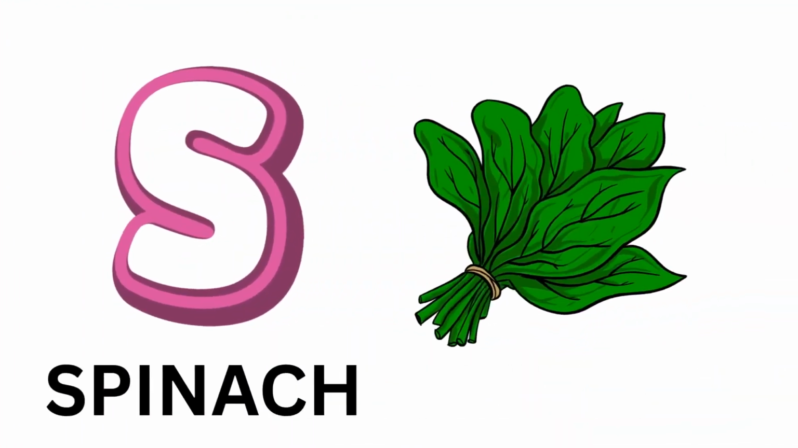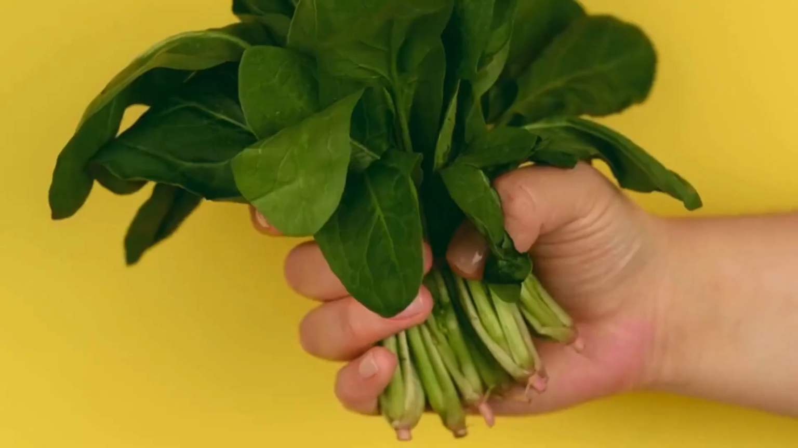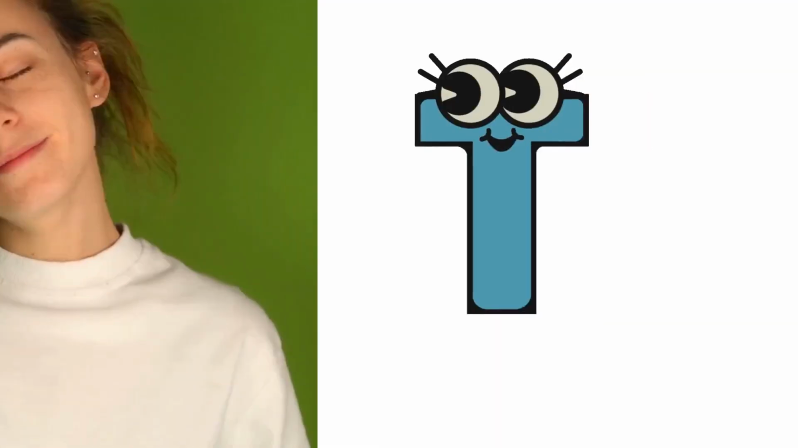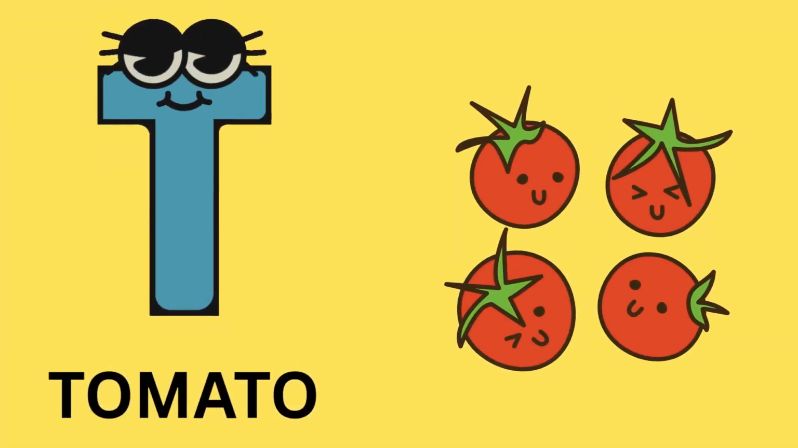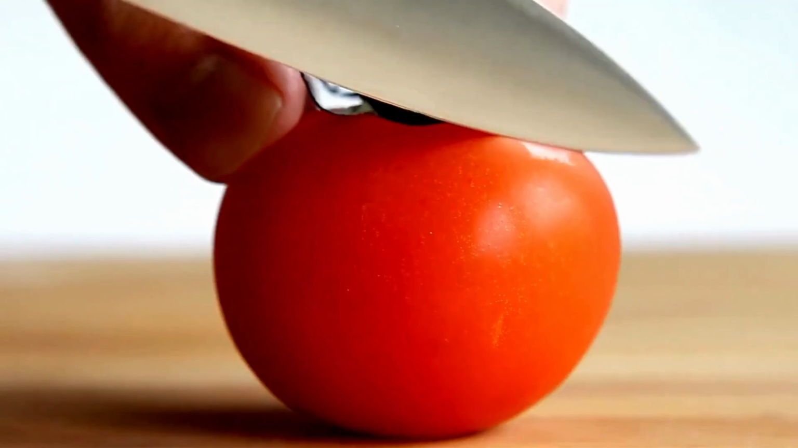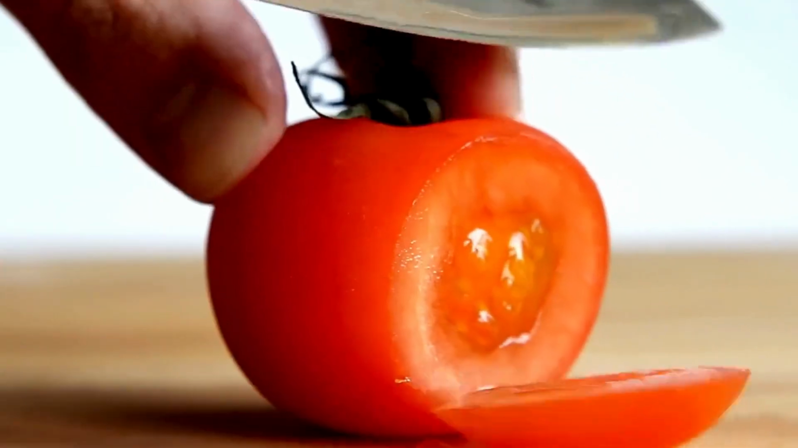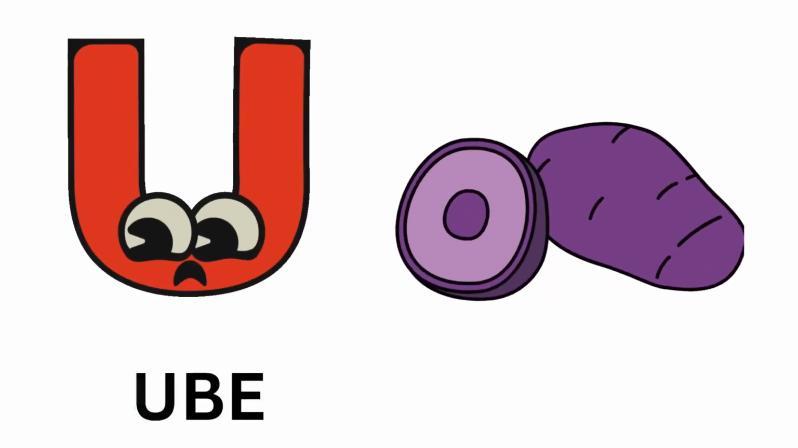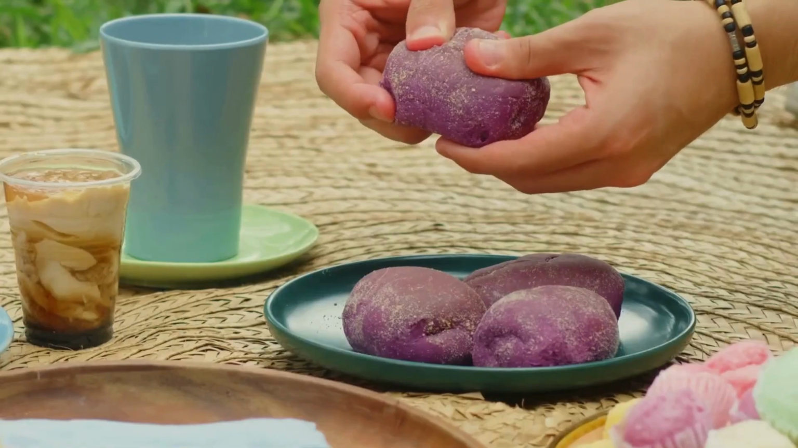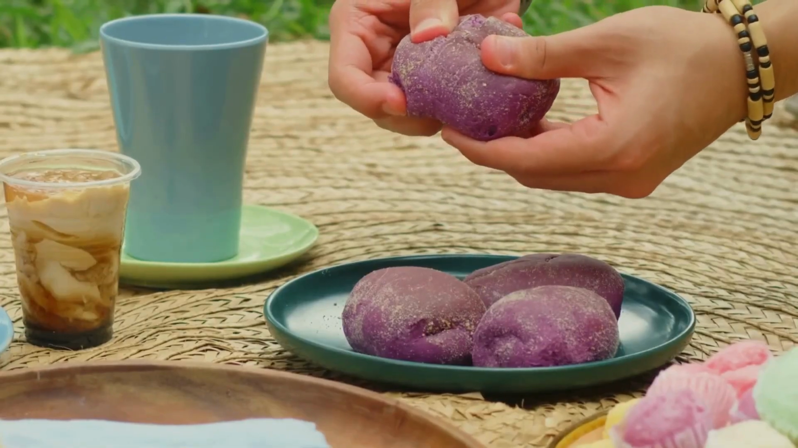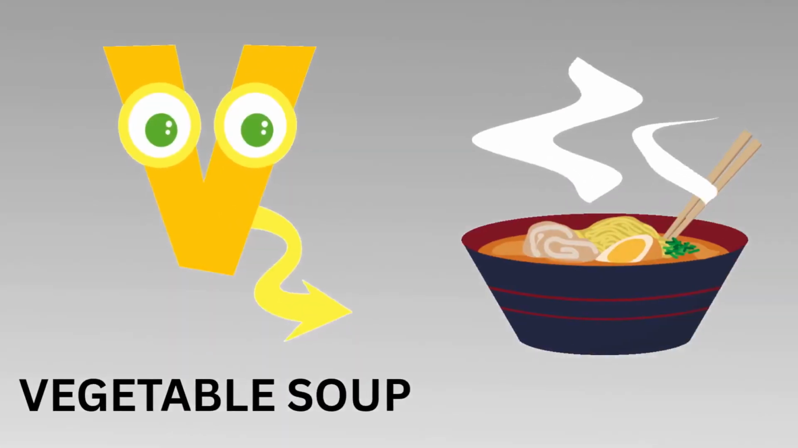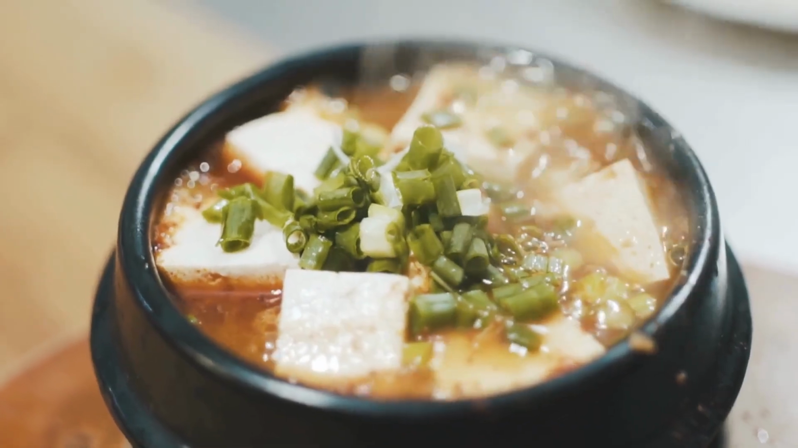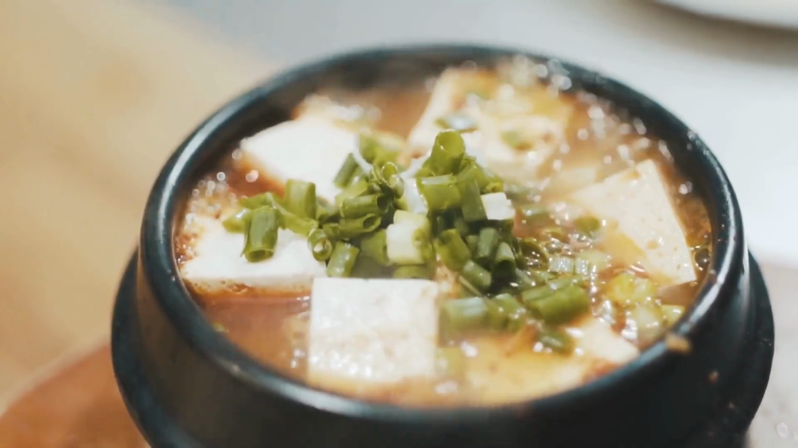S is for spinach. Spinach. S is for spinach. T is for tomato. Tomato. T is for tomato. U is for ube. V is for vegetable soup. Vegetable soup. V is for vegetable soup.